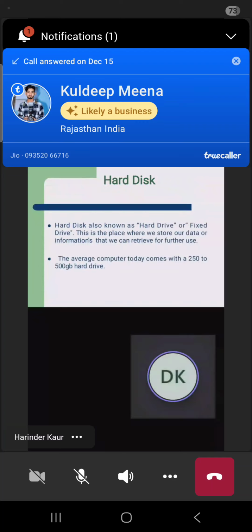So hard disk is known as the hard drive or fixed drive. It is the place where we store our data or information that we can retrieve for further use. The average computer comes with a 250 to 500 GB hard drive.